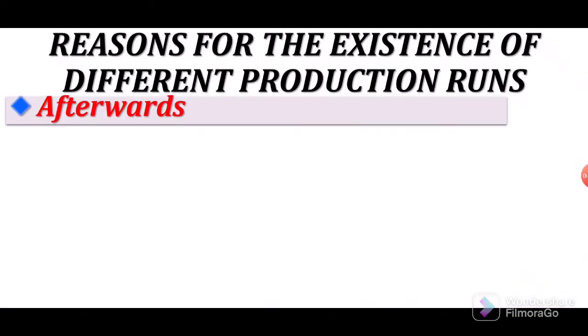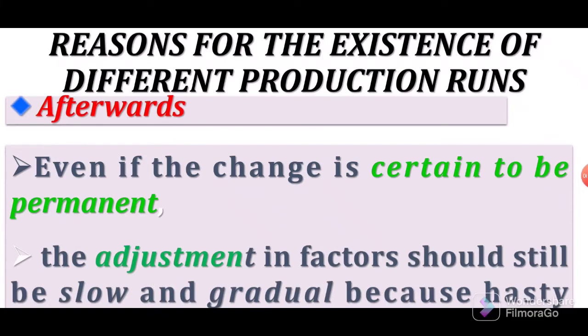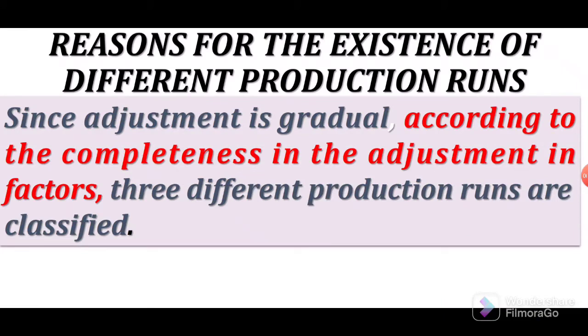Afterwards, even if the change is certain to be permanent, the adjustment in factors should still be slow and gradual, because hasty change involves a larger cost. You need to remember these points. Since adjustment is gradual, according to the completeness in the adjustment in factors, three different production runs are classified.